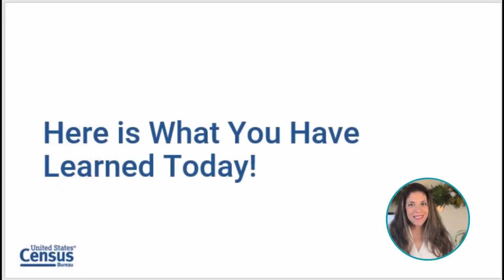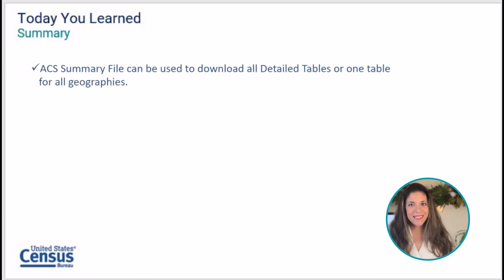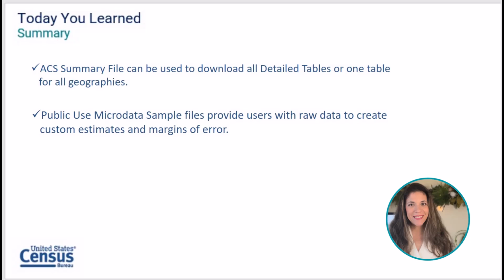Here is what you've learned today. You've learned that you can download all detailed tables or one table for all geographies through the ACS summary file. You've also learned that public use microdata sample files provide you with the raw data you need to create custom estimates and margins of error not available on our published tables.